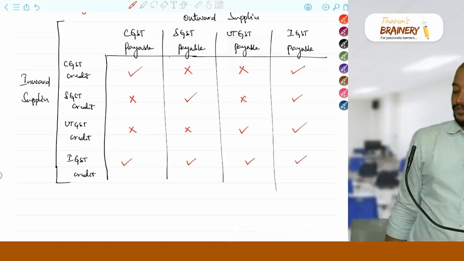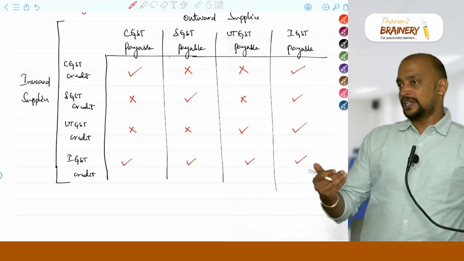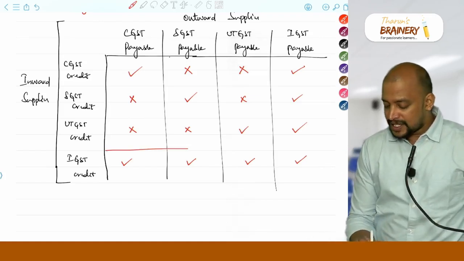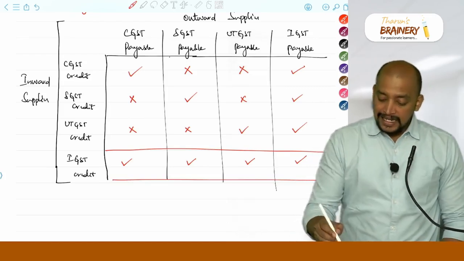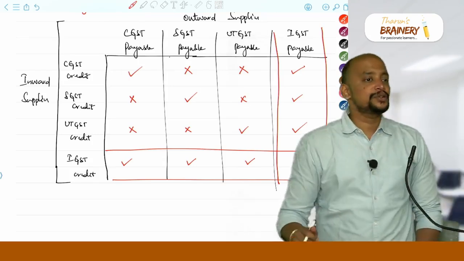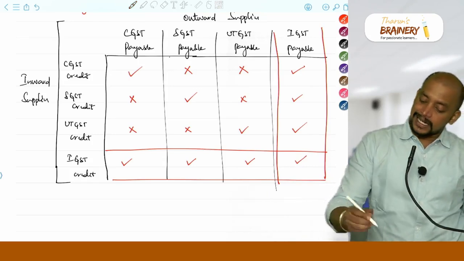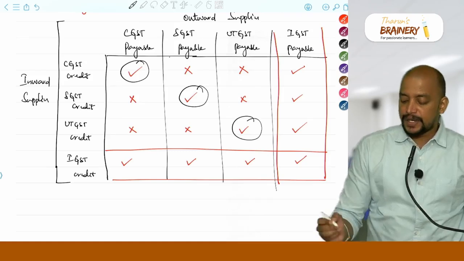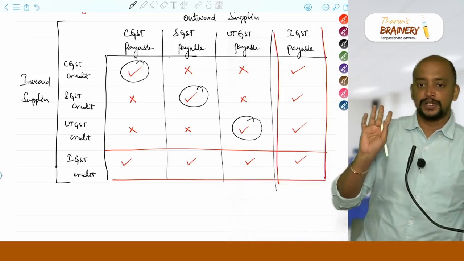But with respect to IGST, there is no restriction. IGST credit can be utilized for payment of any GST liability. So the first principle that you need to remember here is that IGST credit can be utilized for payment of any GST liability, and any GST credit can be utilized for payment of IGST liability. There is no restriction. But with respect to the other three, respective credits can be utilized only for payment of respective liability, and cross utilization is not possible. This is the first principle you need to remember.